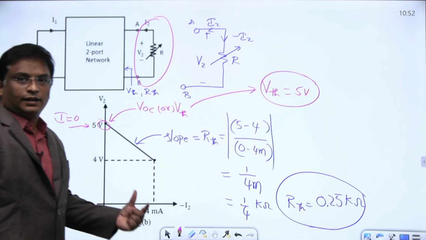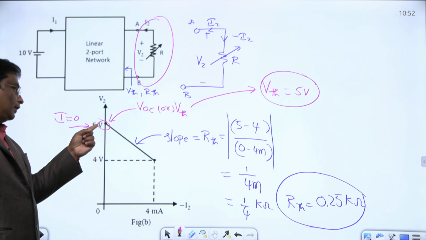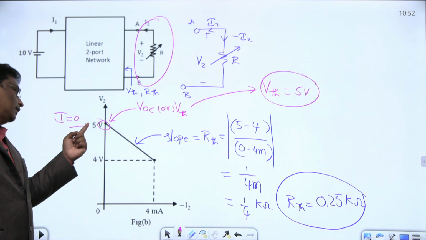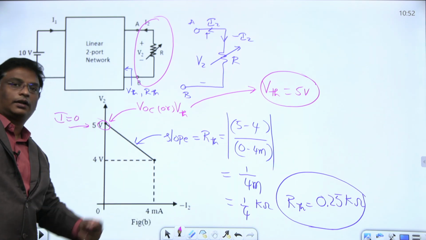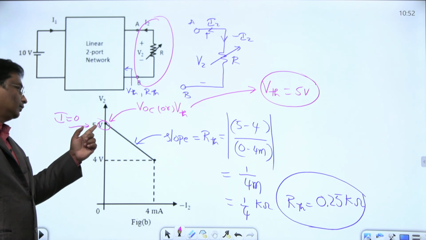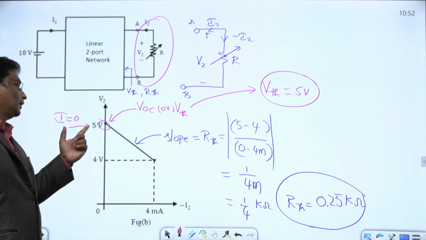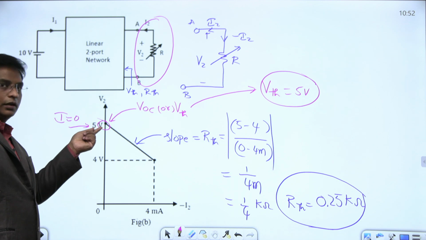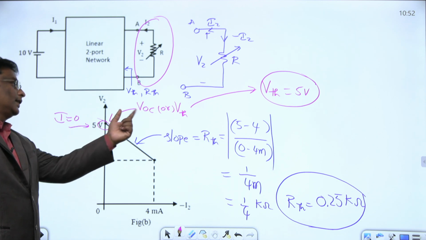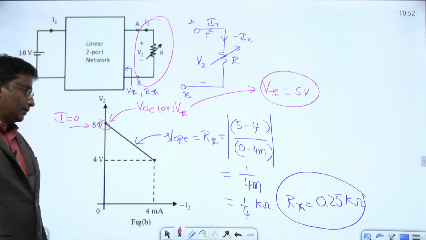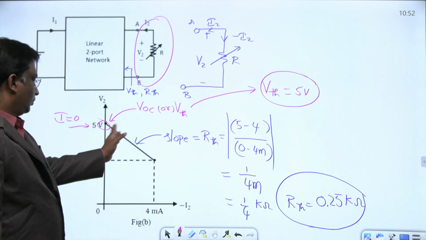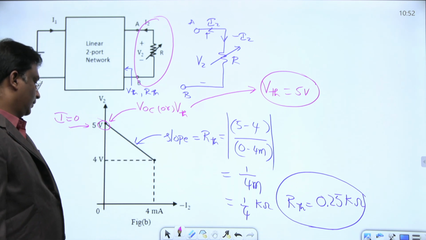Simple, common sense. When the current on the vertical axis is 0, what is the value of the horizontal value? This is the VI characteristic. The value of current on the voltage axis is nothing but 0, which directly gives the open circuit voltage or VTH. Calculate the slope, and it directly gives the RTH here.